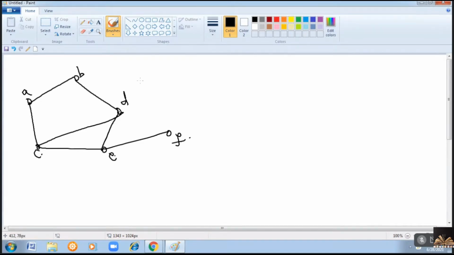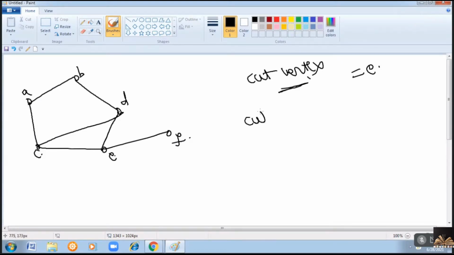So first of all, tell me, what is the cut vertex here? If I remove A, it won't become a disconnected graph. If I remove B also, it won't be a disconnected graph. If you remove D also, and when you remove C, it becomes a disconnected graph. Clear? So the cut vertex is E.